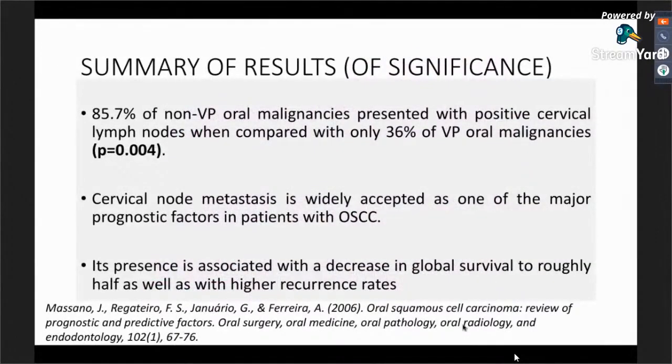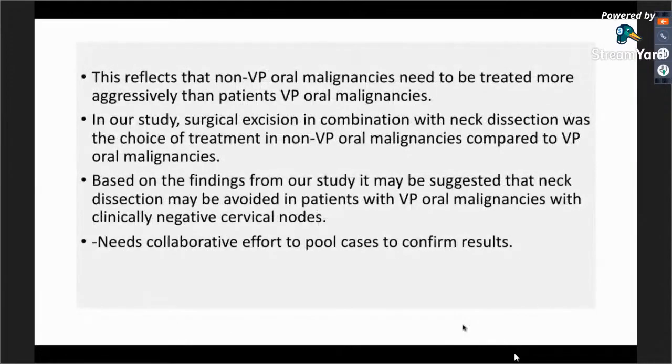And 85.7% of non-verrucopapillary oral malignancies presented with positive lymph nodes, which I've mentioned earlier. And I think most of us know that cervical node metastasis is widely accepted as one of the major prognostic factors in patients with OSCC, and its presence is associated with a decrease in global survival to roughly half, as well as with higher recurrence rate. I think we saw that in what Dr. Ranga had shown about the survival. So this reflects that non-verrucopapillary oral malignancies need to be treated more aggressively than verrucopapillary oral malignancies.